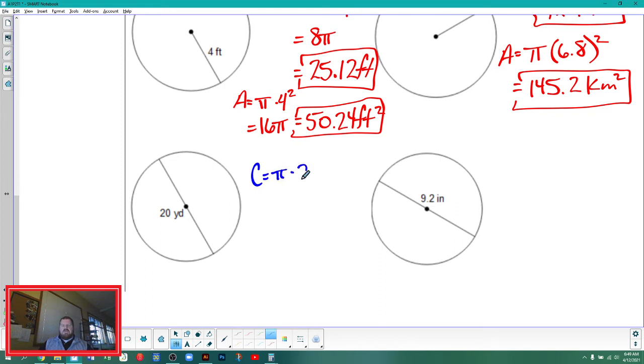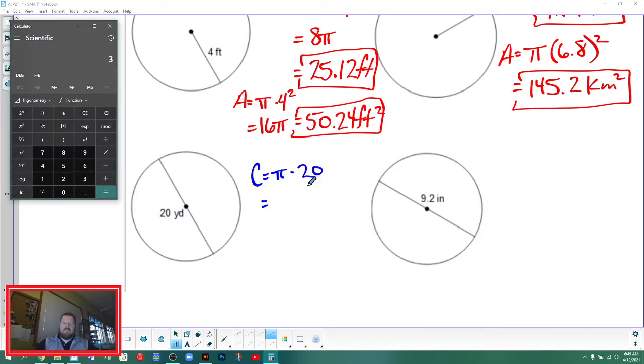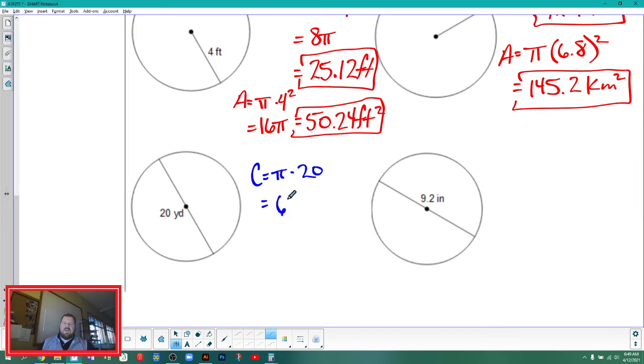Just pi times the diameter. So 20 pi. 3.14 times 20. 62.8. And those are yards.